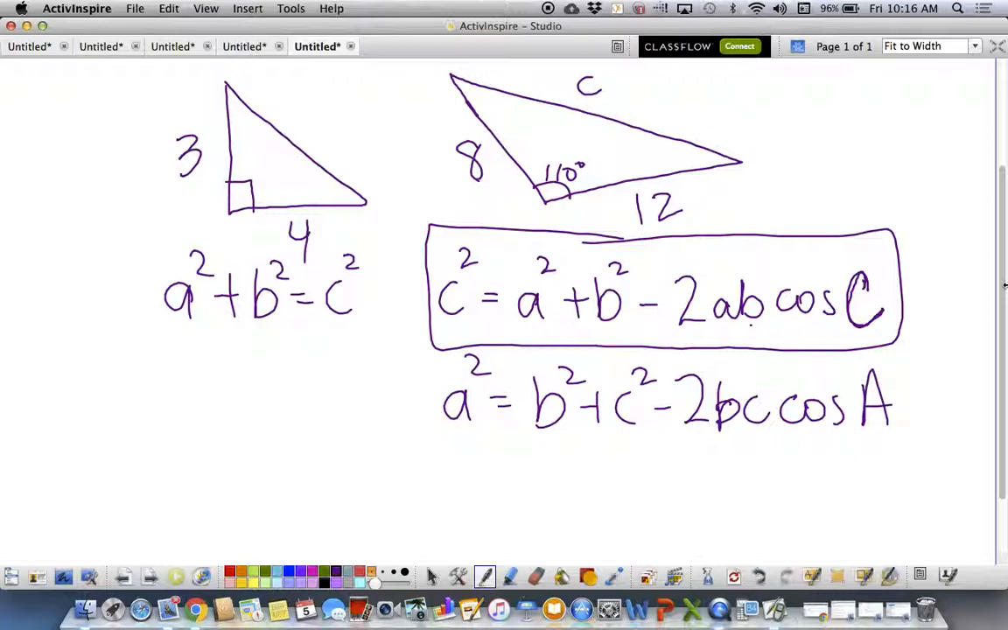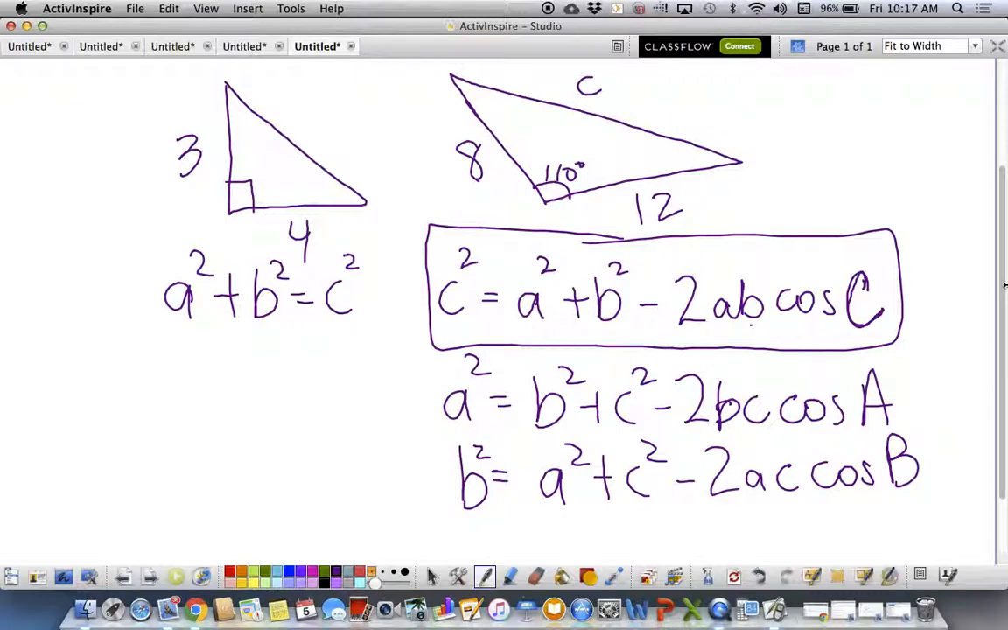So it depends on what you're given. It's the exact same formula. It's what you're given and what you're looking for. But notice the side length C and the angle C, the side length A and the angle A, the side length B and the angle B.